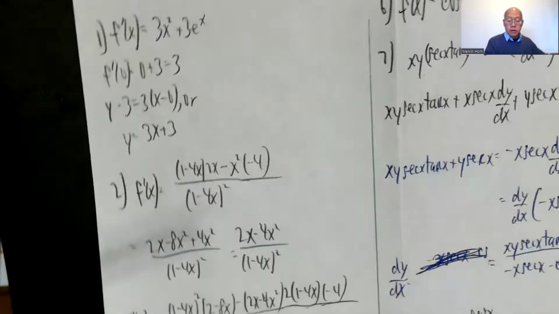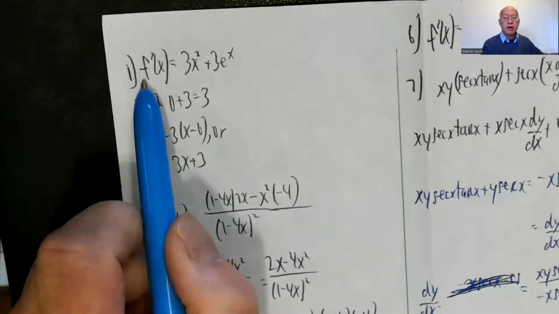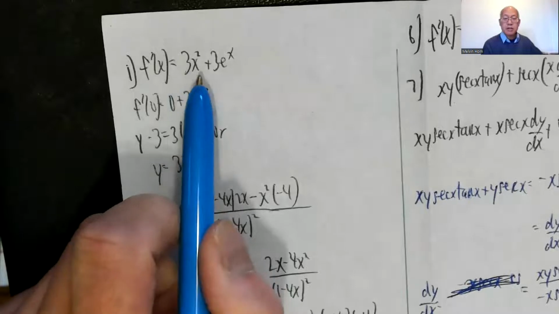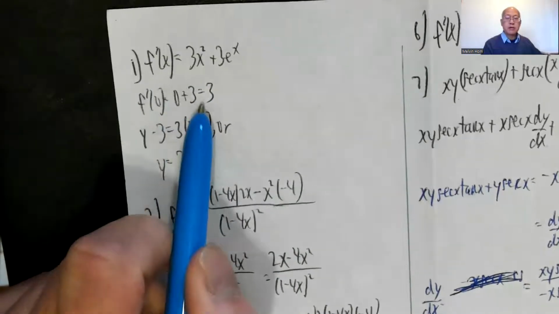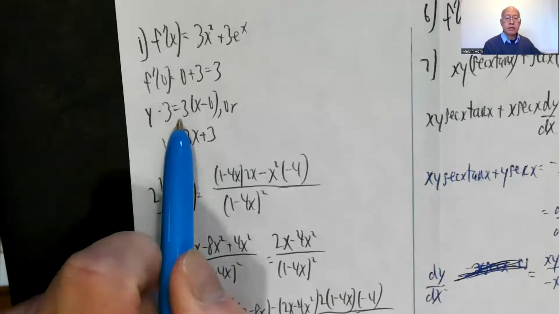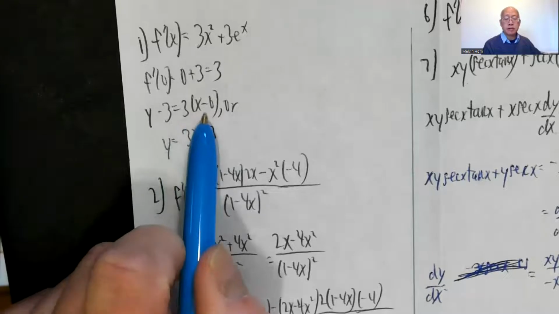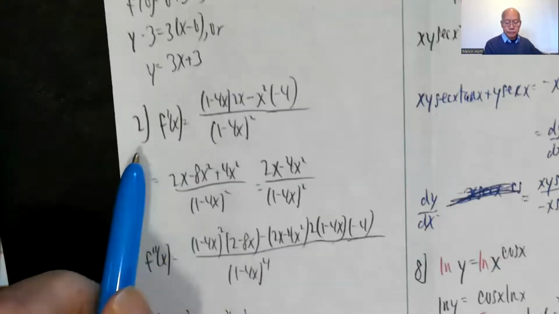These are solutions to Calc 1, Exam 3. So number 1, find the equation of the tangent line. First we take the derivative. f prime of x is 3x squared plus 3e to the x. Plug in 0. f prime of 0 is 0 plus 3, which is 3. So y minus y1, y minus 3 equals m, 3, times x minus x1, x minus 0. You could leave it like that, or a little bit of touch up, y equals 3x plus 3.